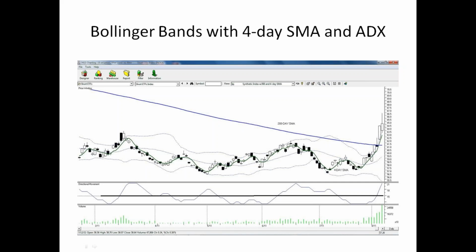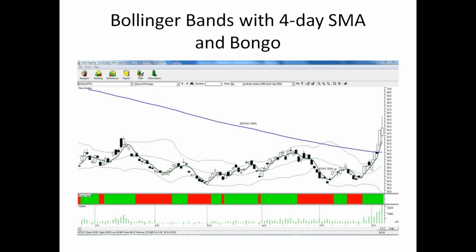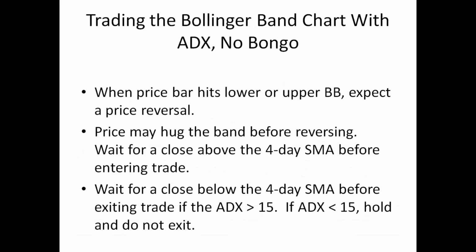You can also do the 4-day SMA with the Bongo instead of the ADX. Now, I find it better to use it with the 4-day and the ADX, but it's entirely up to you. You can do both. I didn't create a chart this way, but you could add the ADX in an additional window on your chart and the Bongo as well.